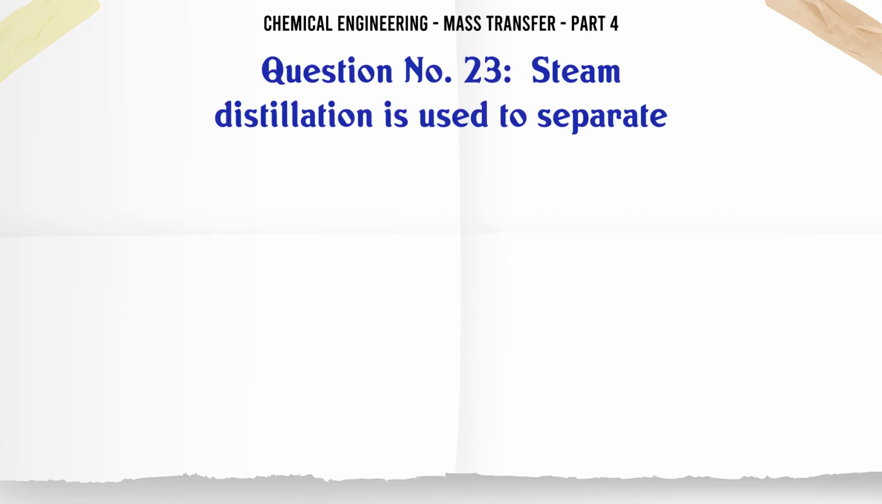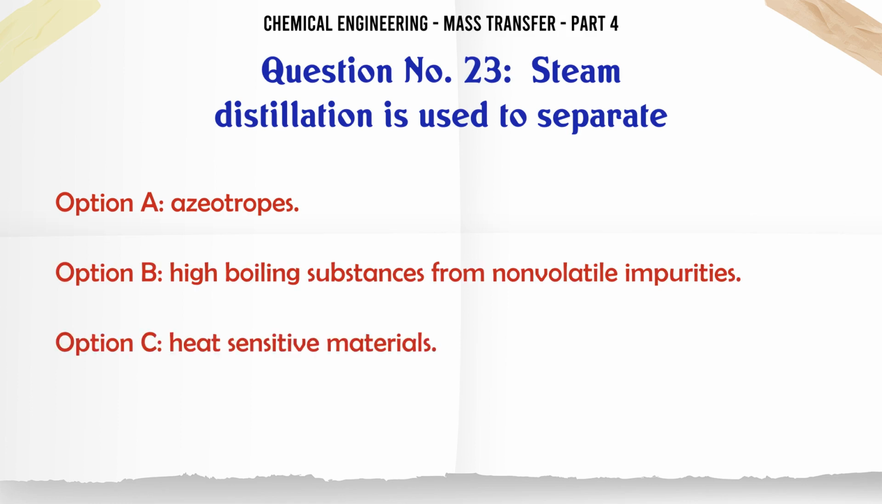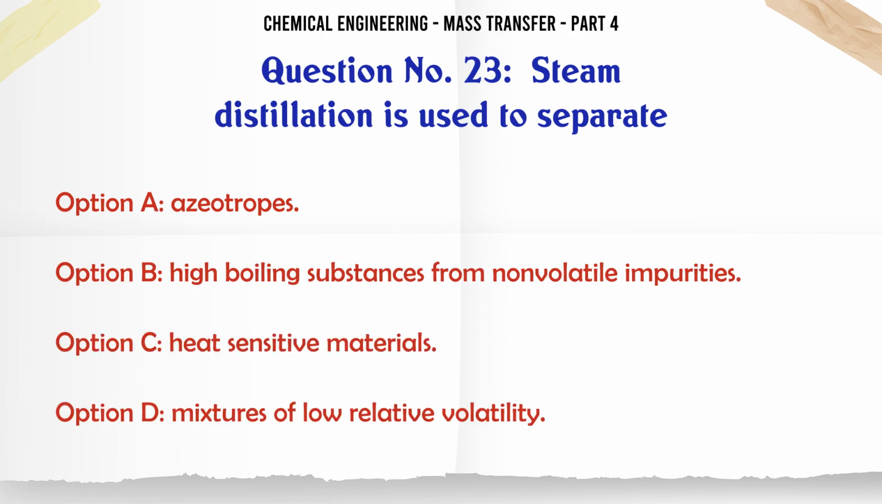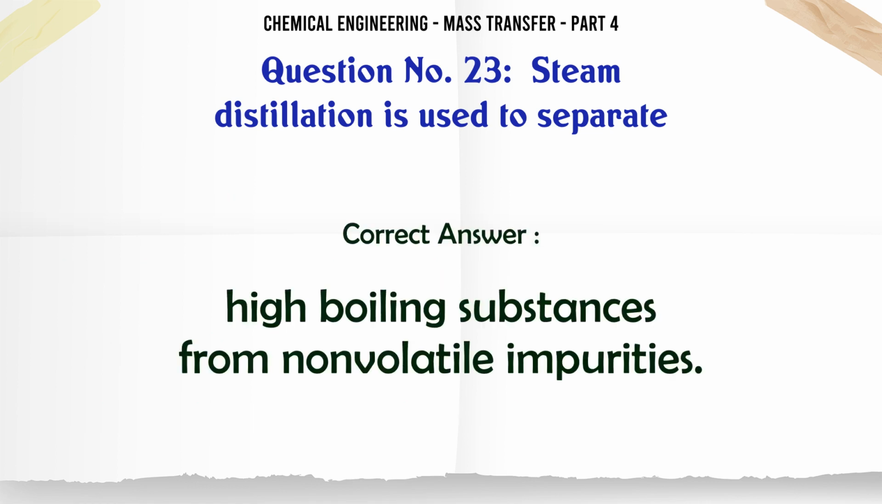Steam distillation is used to separate A. Azeotropes, B. High boiling substances from non-volatile impurities, C. Heat sensitive materials, D. Mixtures of low relative volatility. The correct answer is high boiling substances from non-volatile impurities.